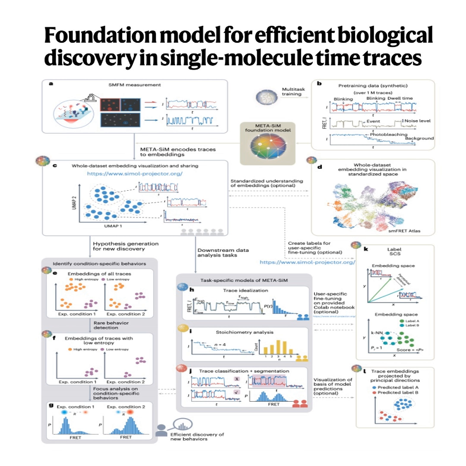Okay, so the architecture lets it learn these complex relationships. But what about the training? That's where the knowledge comes from. You mentioned multitask pre-training. What did that involve? How much data? It involved a lot of data. They pre-trained META-SiM using 1 million synthetic traces. One million? Wow. Synthetic, though, not real experimental data.